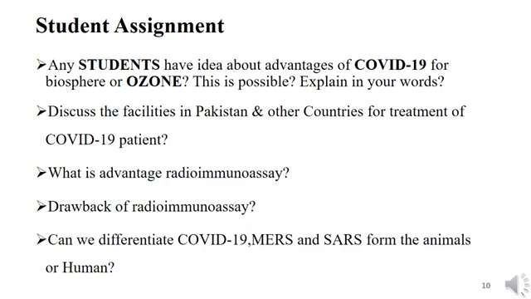Student assignment. Does any student have an idea about the advantage of COVID-19 for the biosphere? Discuss the facilities in Pakistan and other countries for treatment of COVID-19 patients. What is the advantage of radioimmunoassay? What is the drawback of radioimmunoassay? And the last one: can we differentiate between COVID-19, MERS and SARS from animals or humans?